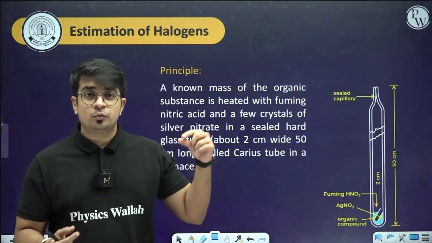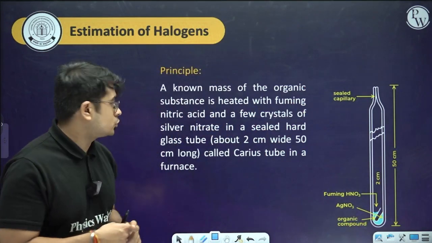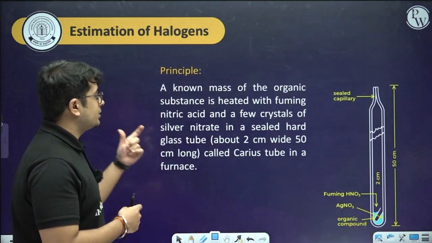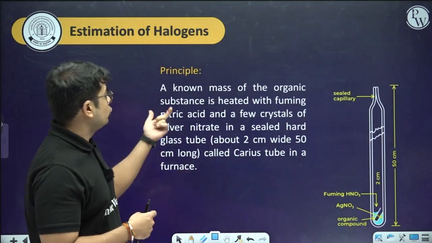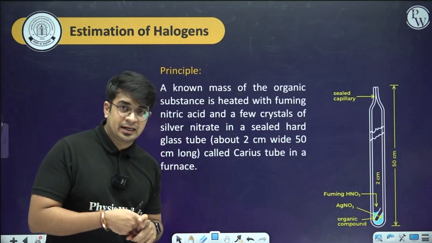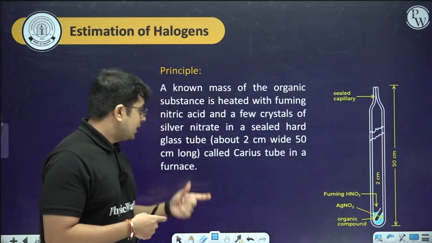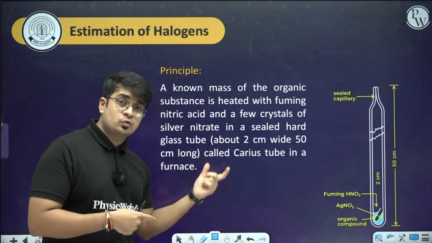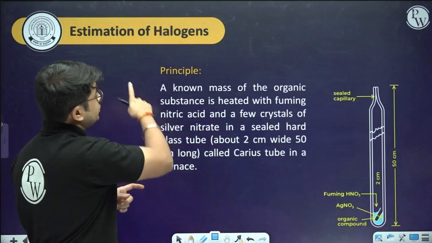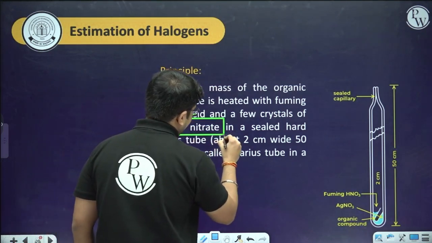a glass tube which is 50 centimeter long. That tube is known as a Carius tube. So a known mass of the organic substance is heated with fuming nitric acid and a few crystals of silver nitrate in the sealed hard glass tube, about 2 cm wide and 50 cm long, which is known as the Carius tube. Now this estimation is only for halogens because we are using silver nitrate.